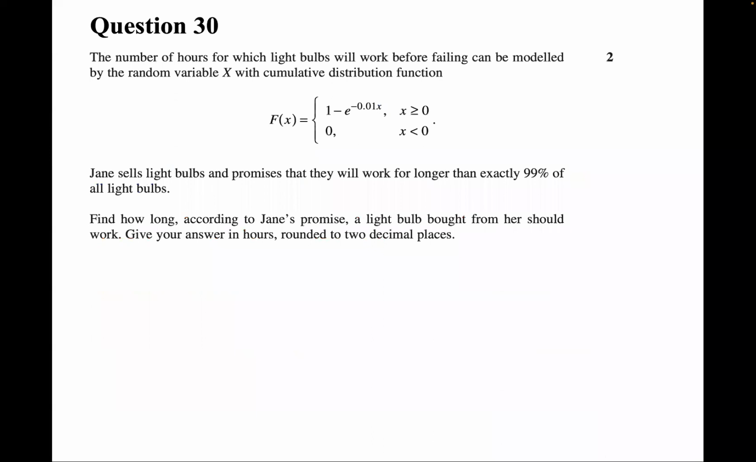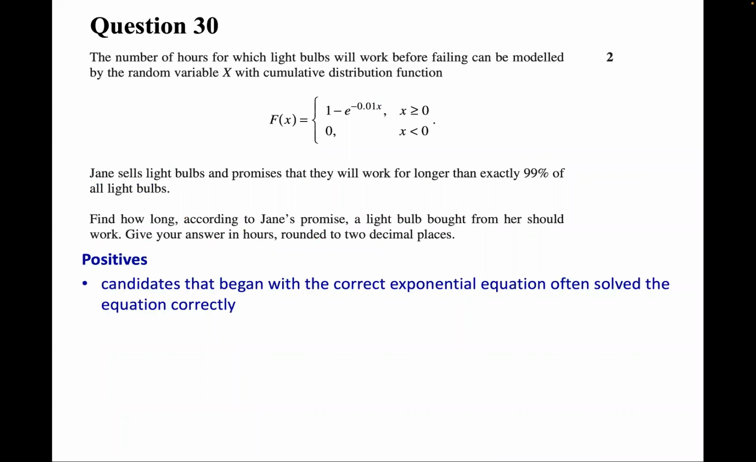Now, question 30 being in the second booklet, you'd obviously expect it to be a little bit more challenging, and indeed it was. So we can see the question there. And one of the positives that came out of question 30 was that the candidates often began with the correct exponential equation. If they started with the correct exponential equation, they actually solved it correctly. So that was a good thing.